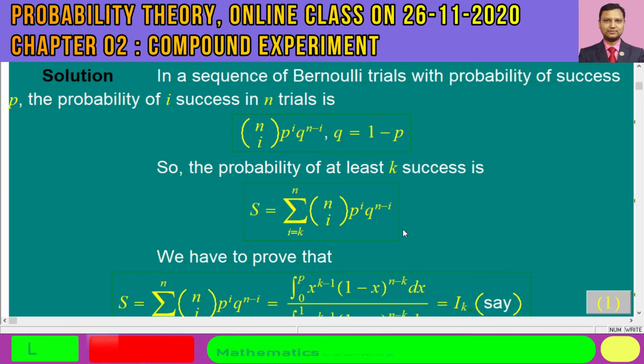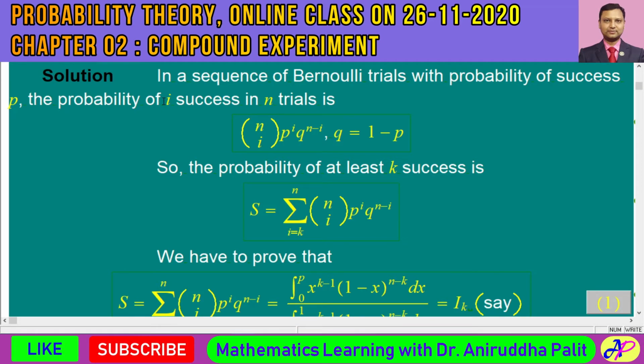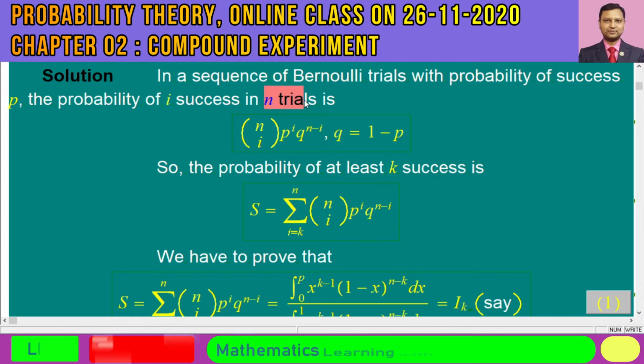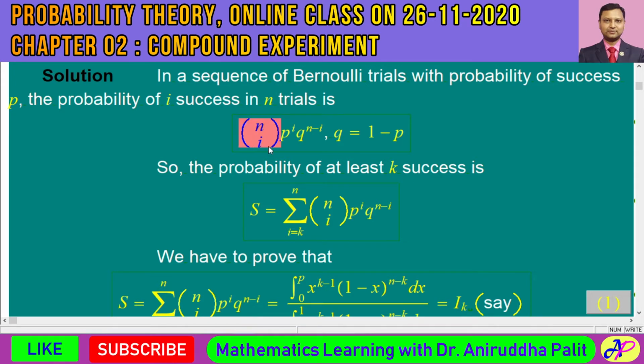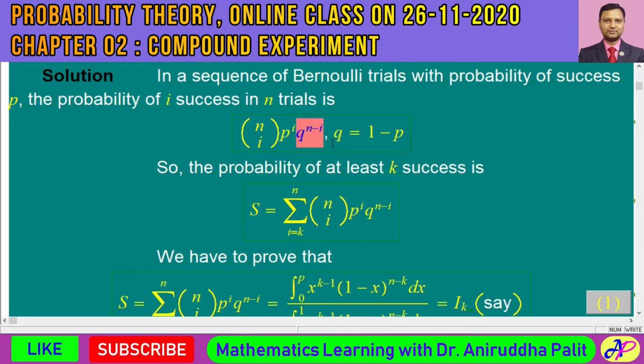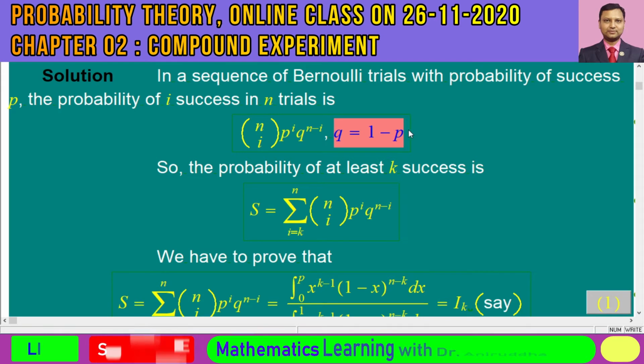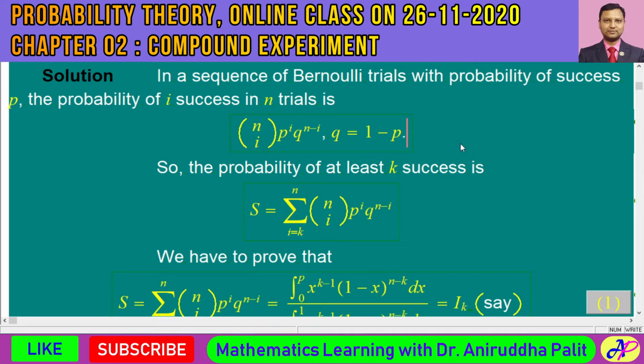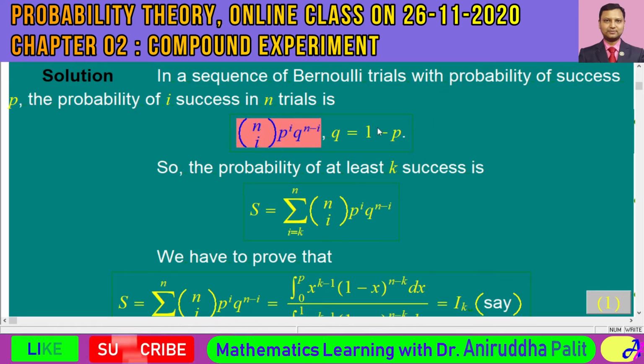So over here we know that the probability of i successes in n trials is this one, nCi p to the power of i into q to the power of n minus i, where q is equal to 1 minus p. I already proved this result in the previous YouTube videos. If you don't know this result, please go through those videos. You will find the total deduction out there about this formula.